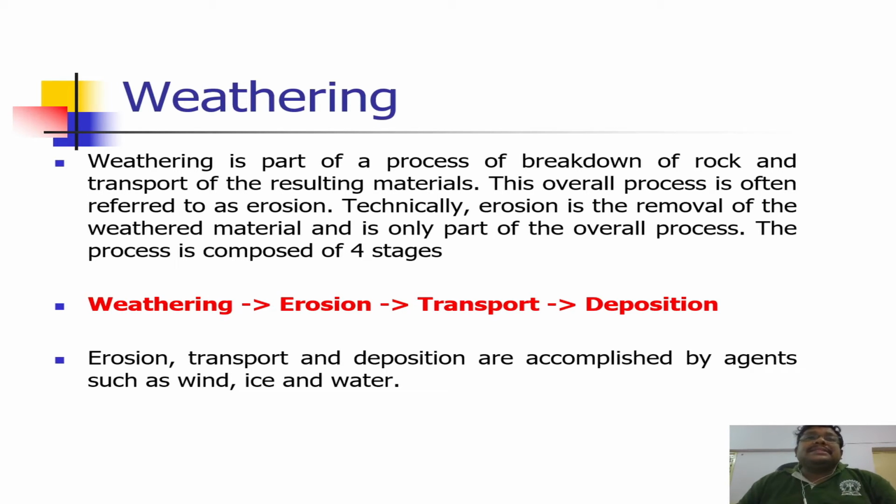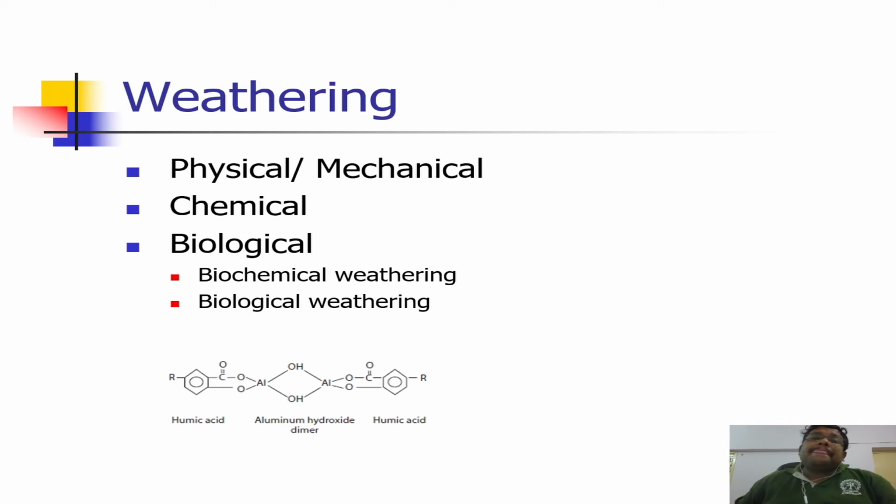The process is basically composed of four stages. The first stage is weathering, which is followed by erosion, then transport, and finally the deposition process. Now these erosion, transport, and deposition are accomplished by agents such as wind, ice, and water, and we have already discussed the types of soil based on these transporting agents, right? So let us talk about the types of weathering.